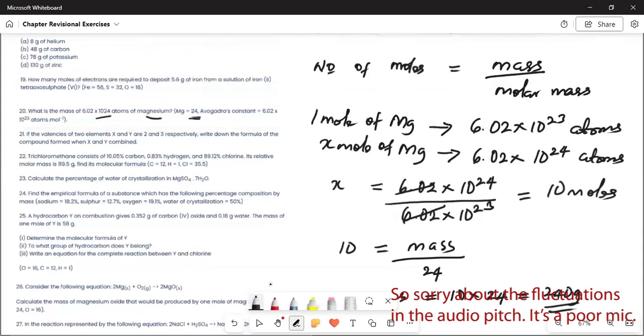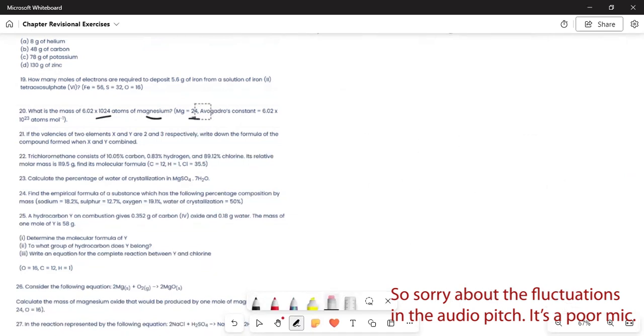And question 21, it says the valences of two elements X and Y are 2 and 3 respectively. Write down the formula of the compound formed when X and Y combine. Well, valency is the combining power of elements. So now they give us two hypothetical elements, X and Y. X, the valency is 2, Y, the valency is 3. And we are to write the formula formed when X and Y combine.